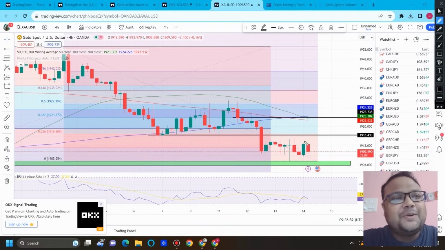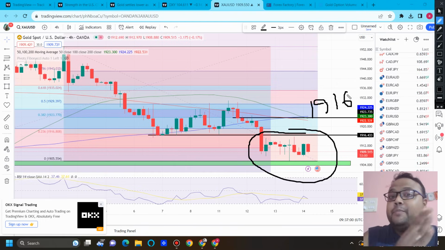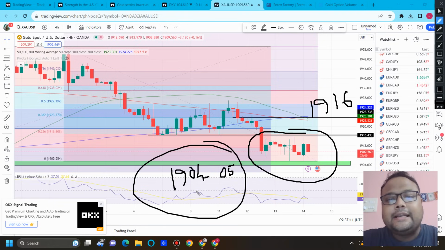Right now we can see that gold is standing at 1909. This is the range of gold. What is the range? Around 1916 we have the resistance, the previous support. Remember, the previous support is acting as resistance right now, and at the bottom we have 1904 to 1905. So 1916, 1904-05, this is the range of gold right now.